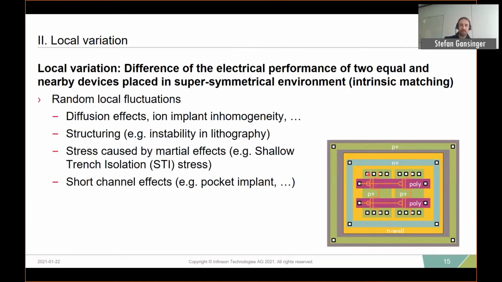Or especially for modern technologies where we have short channel transistors, we have to implant in the drain area to reduce the electric field, for instance. And typically such implants have a bad matching. Of course, we want to somehow deal with this in analog design. And of course, there are solutions how to improve this. And I will show you how we can do this and what you can do.